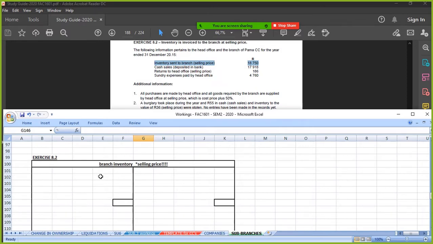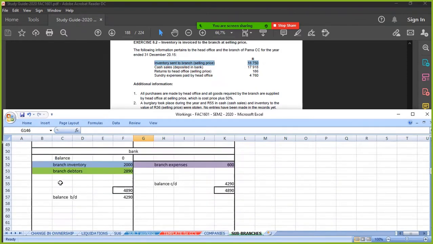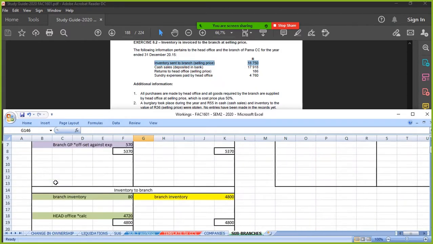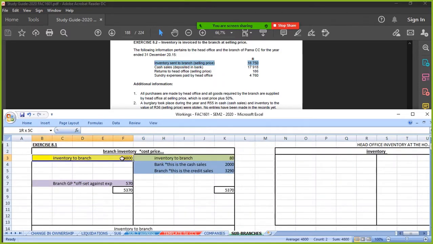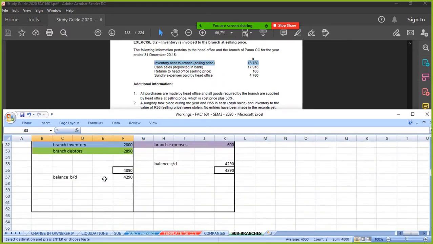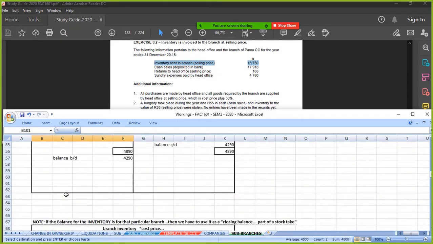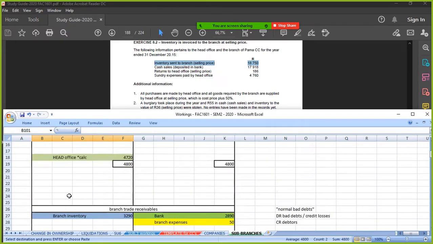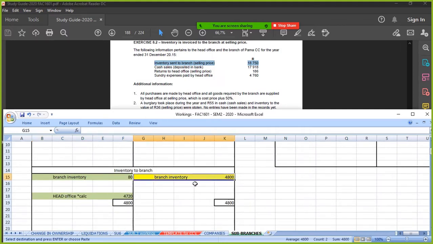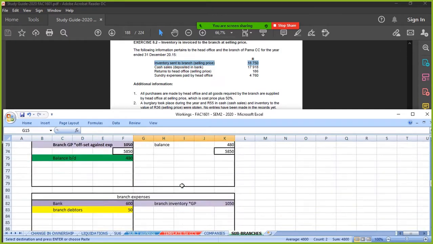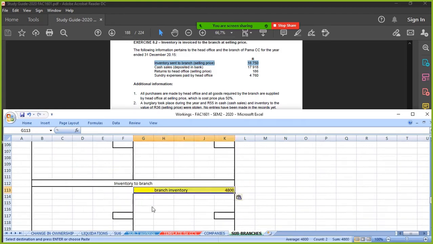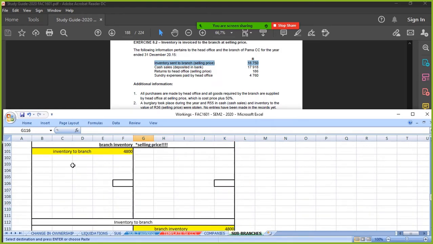Happy with that? Yes. Okay, so where's my color coding? I just want to take the color coding, it's easier. Copy, paste. Okay, and then we had inventory to branch. Inventory to branch. Okay, so those two go together. Branch inventory is obviously at selling price.